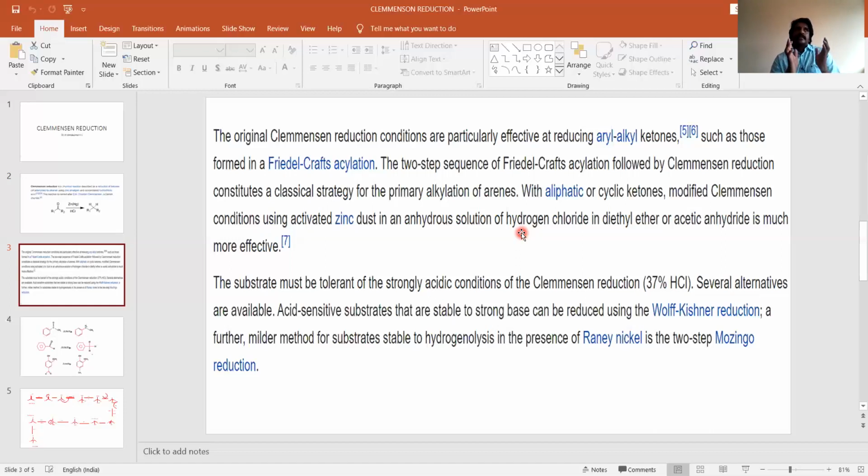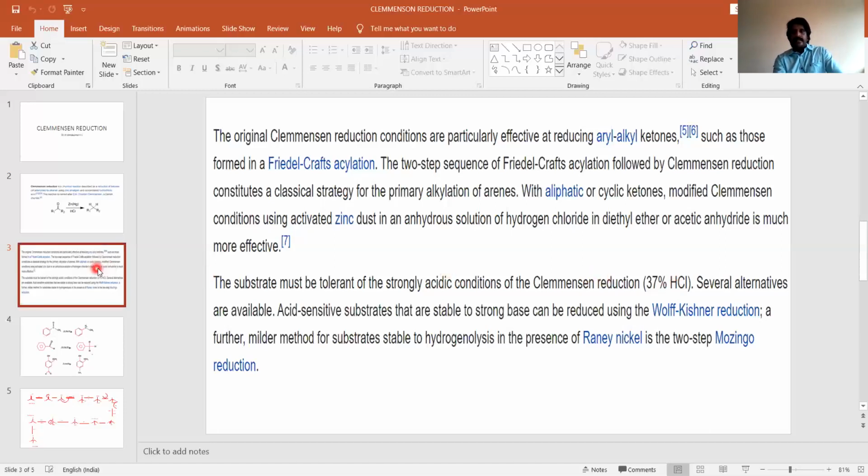But one thing you have to keep in your mind. This particular reaction is used for substrates which are tolerant to acids, because the reaction happens in the presence of concentrated HCl, nearly 37% concentrated HCl. So this reaction is used for substrates, that means aldehydes or ketones, which are tolerant to acids. If they are not tolerant to acids, we have to use an alternative method like Wolff-Kishner reduction, where we make use of a base, where we make a basic environment for the reaction to progress.